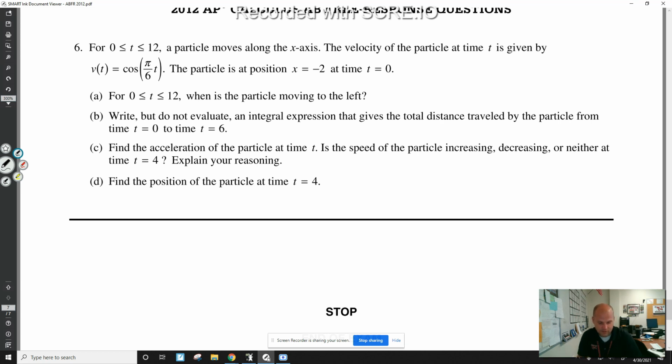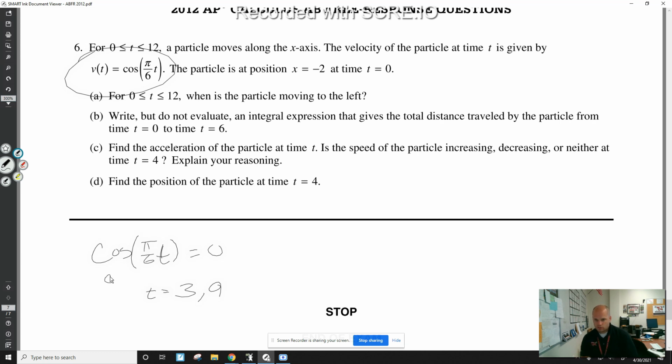This one's annoying. This is more trigonometry, and so many students mess up on it. When is the particle moving to the left? When the velocity is negative. You've got to figure out when this is negative. How do you figure out when something's negative? First, find when it's 0. When is cosine 0? Pi over 2 and 3 pi over 2. You don't have to do anything crazy. Pi over 2 is when t is 3. 3 pi over 2 is when t is 9, right? 9 over 6 is 3 over 2. 3 over 6 is 1 over 2.